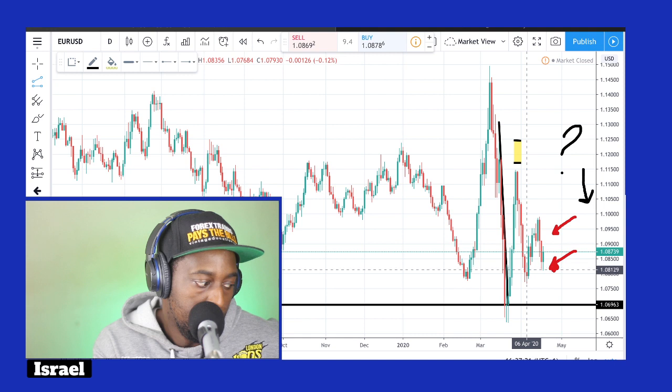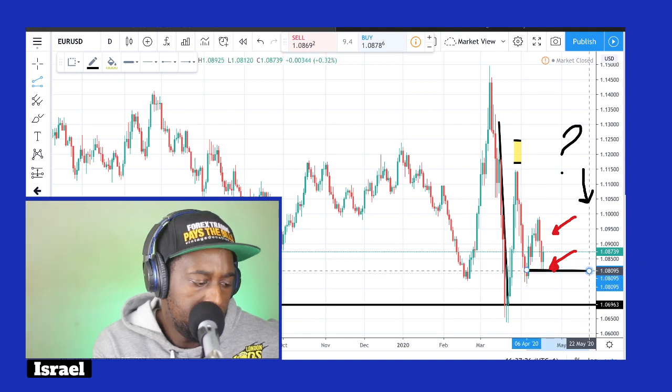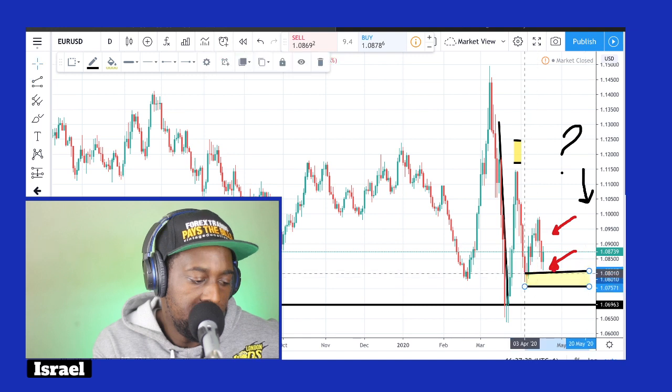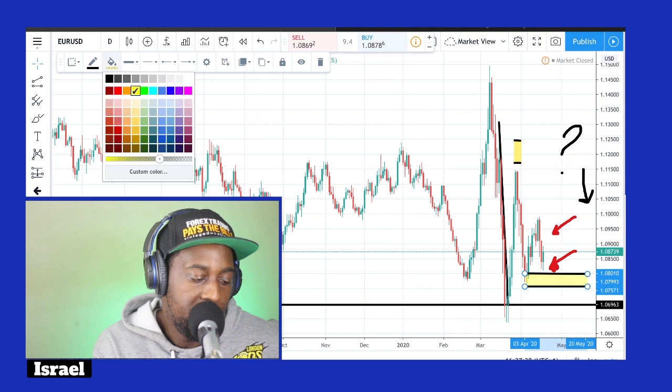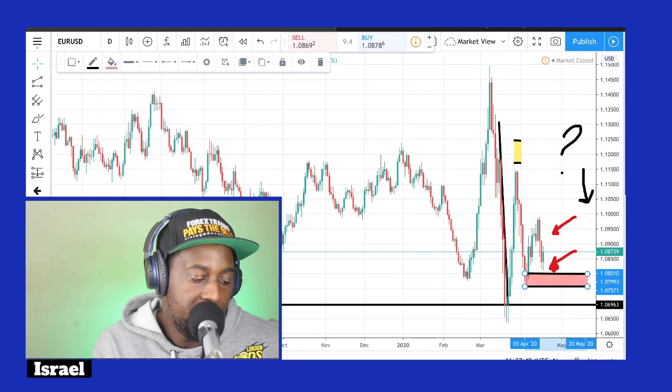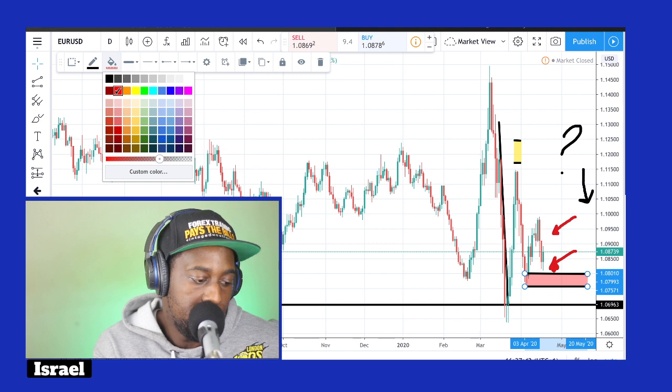Okay, just like we talked about on the pound against the dollar a couple of weeks back, we want to see if price is going to now try and retest these lows, right? This is red, but this is a bottom. Let's make it less transparent. Let's send it to the back.